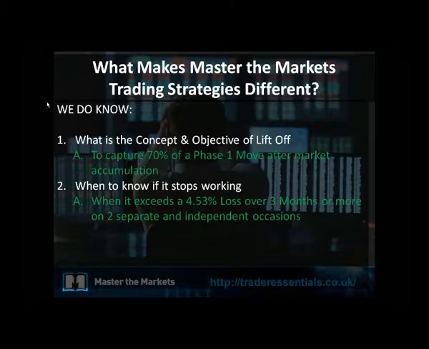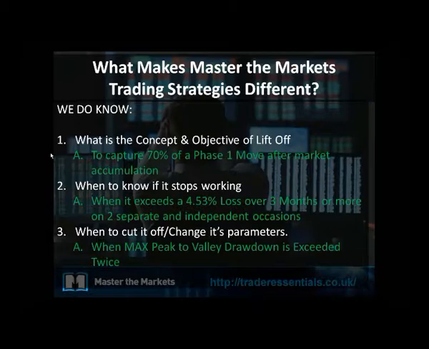When do we know if it stops working? When it exceeds a certain drawdown. So if it exceeds a more than 4.53% loss over a 3-month period, then we will be able to cut it off. So when we exceed the max peak to valley drawdown. And that's what we know for all of the trading strategies.